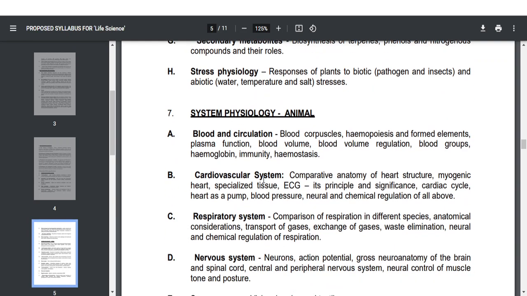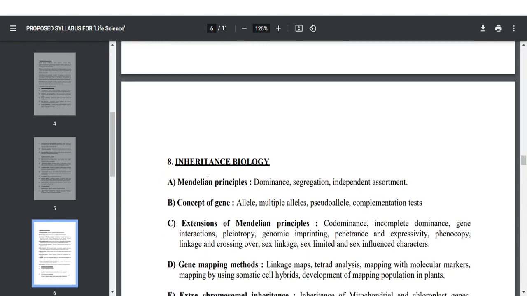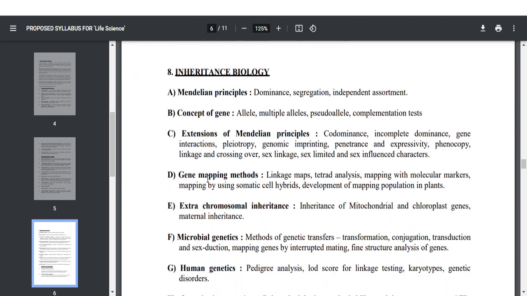Animal system physiology: about 90% of students preparing for this examination skip this unit, but I'll be studying the important topics, going through the past year question papers and noting down the topics from the questions that have been asked. In this unit, the circulatory system is very important, like the cardiovascular system, blood and circulation, and you need to know endocrinology and the reproductive system. Next is unit number 8, genetics.